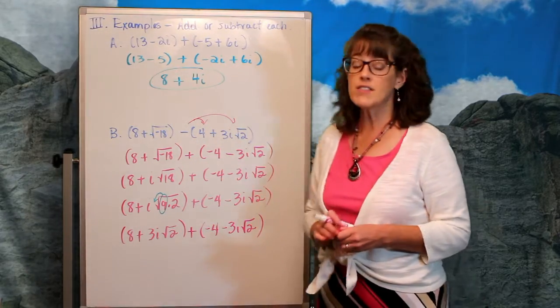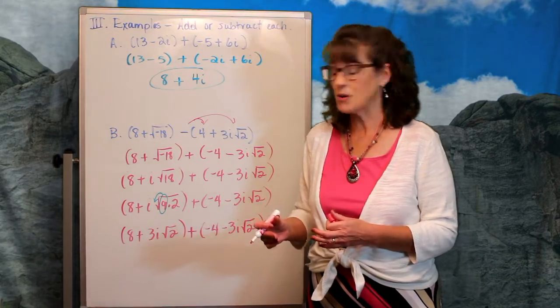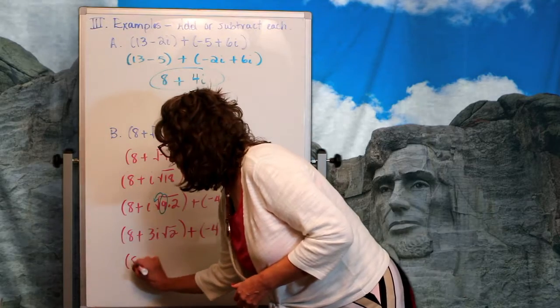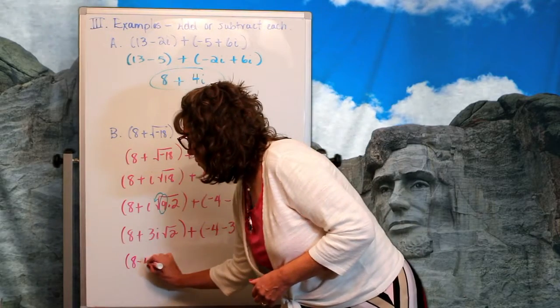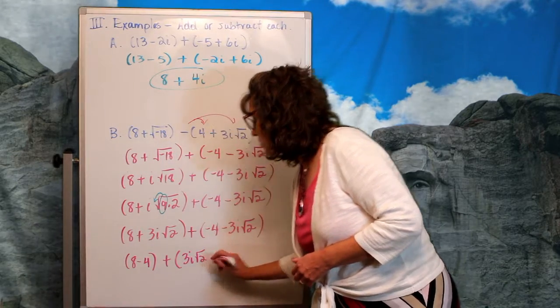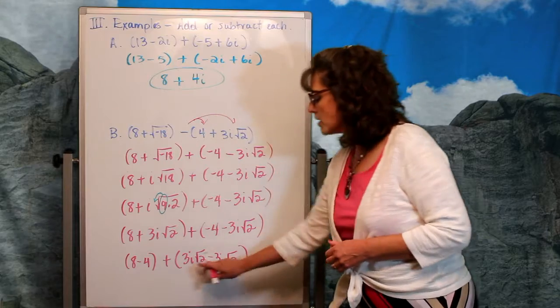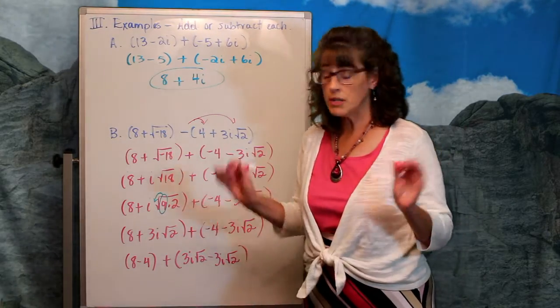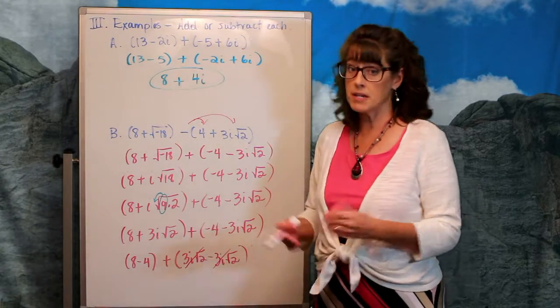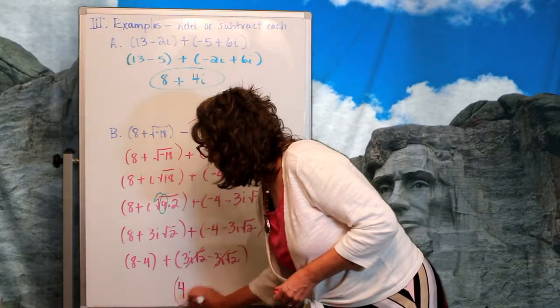So now I've simplified everything. I'm going to put my real parts together. I'm going to put my imaginary parts together. So I'm going to take my 8 and put it with my minus 4. And then I'm going to put together my imaginary parts, the 3i square root of 2 minus the 3i square root of 2. And remember, 3i square root of 2 minus 3i square root of 2, they're going to completely cancel each other out, because if I have something and take all of it out, there's nothing left. And an 8 minus 4 is just a 4.